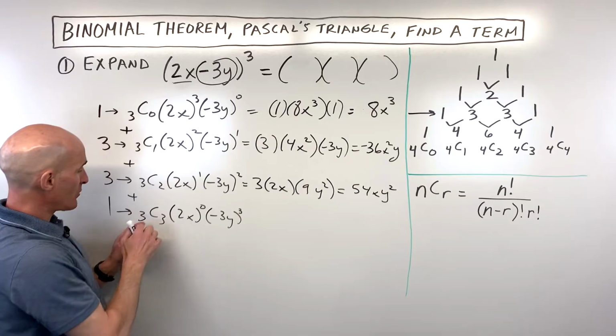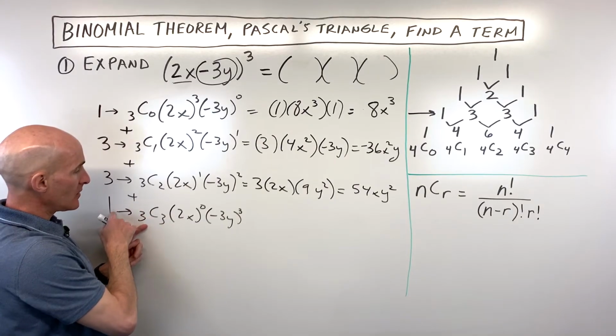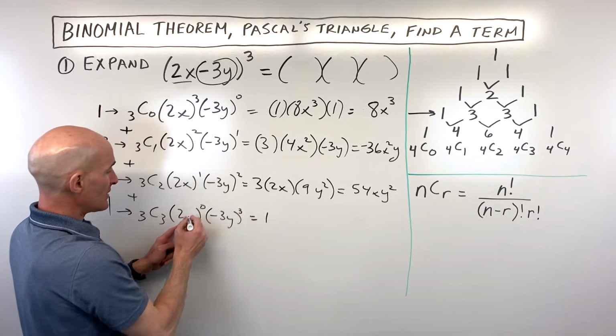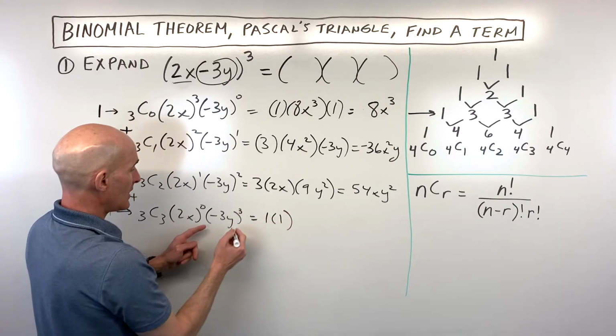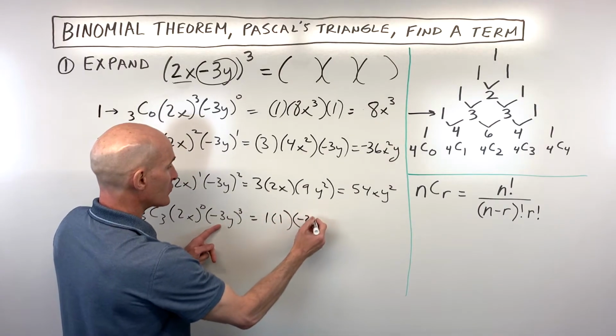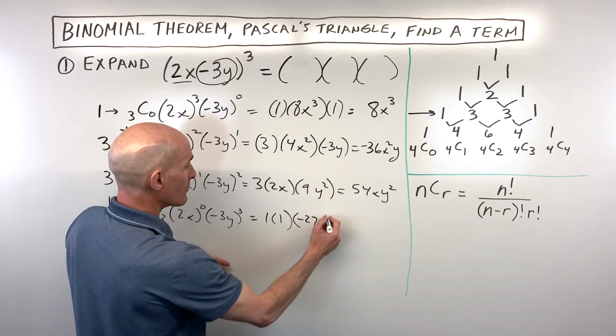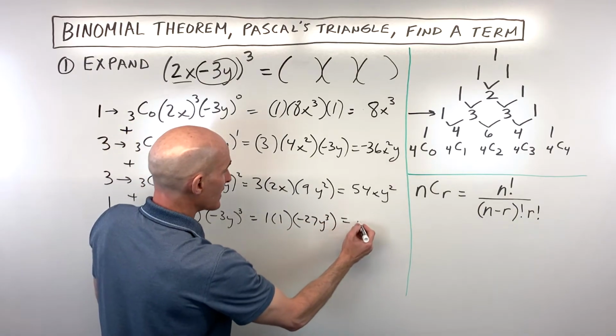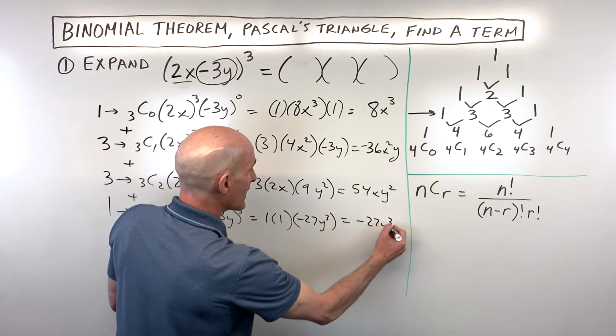And then the last one, 3c3 is 1, and anything to the 0 here is 1. And then negative 3 cubed is negative 27, y to the third power. So if we multiply all that together, we just get negative 27y cubed.